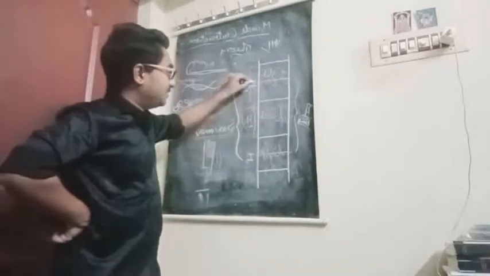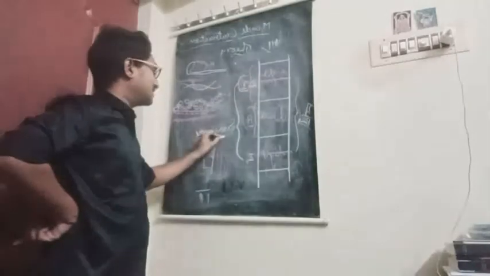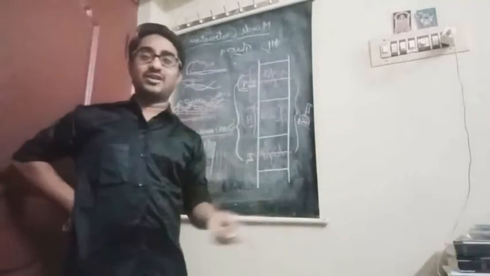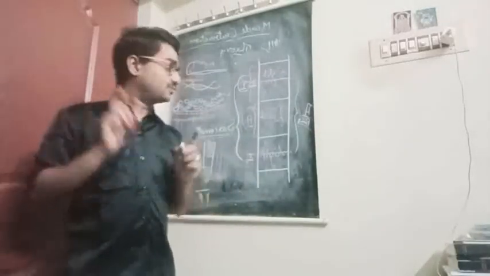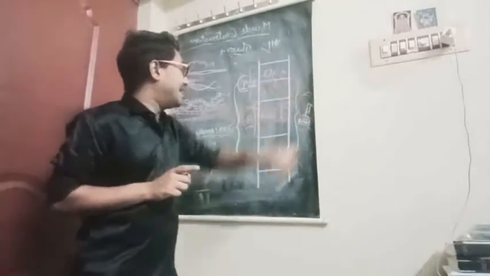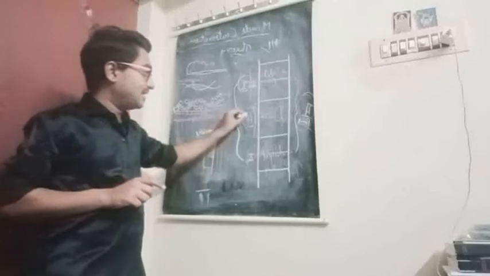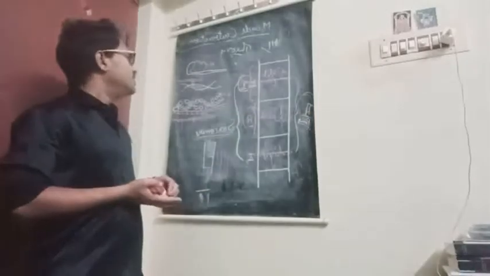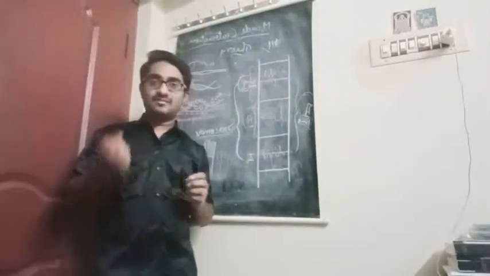So the distance between these two Z lines is called the sarcomere. This is the structural and functional unit of the muscle tissue. So this sarcomere is also called the A band. It is not the A line, you can say A band. So this is the ultrastructure of the muscle tissue.